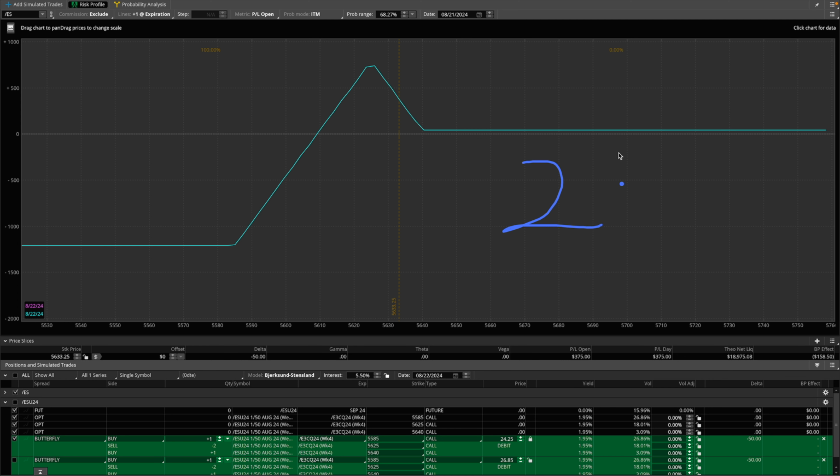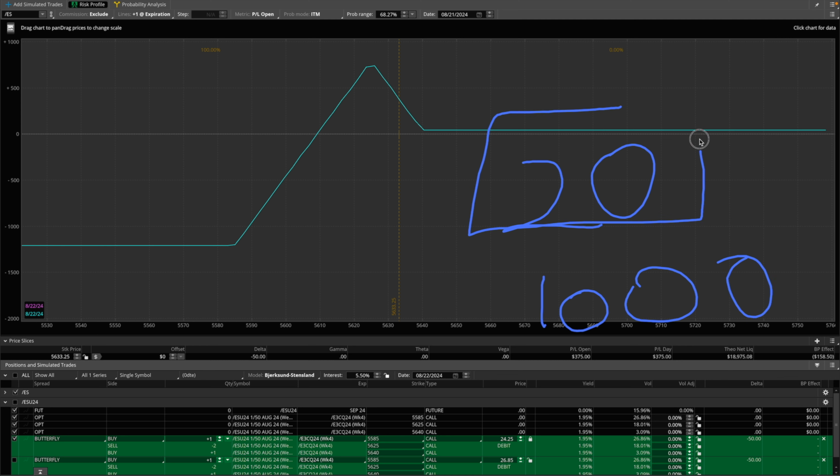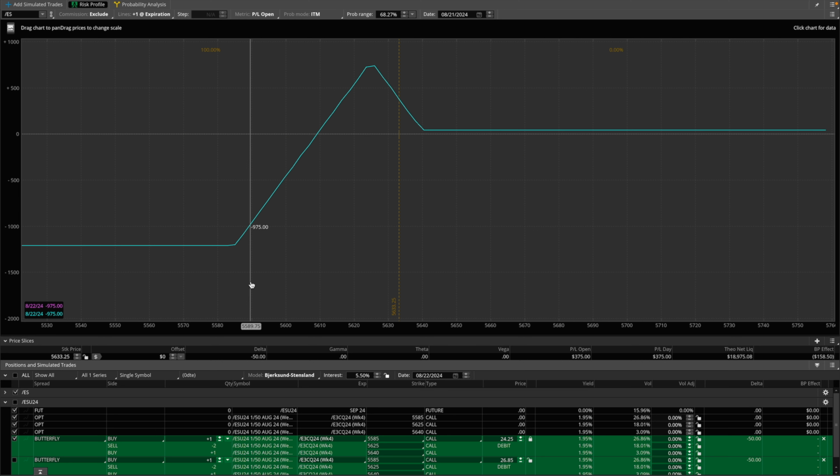So in other words, if it says it's a $20 debit, it means it's only going to cost you $1,000 in margin, versus if you buy a $20 butterfly or a $20 call option in the SPX, it's going to cost you $2,000. It's half the margin. So that's why you guys can see that the max loss over here is $1,200. That is half of this debit.